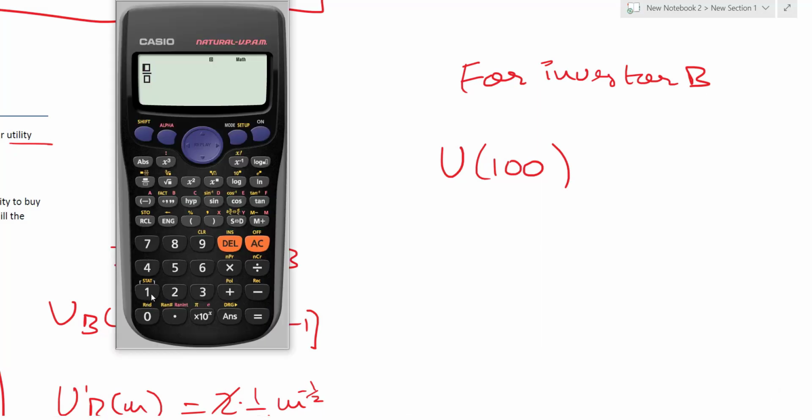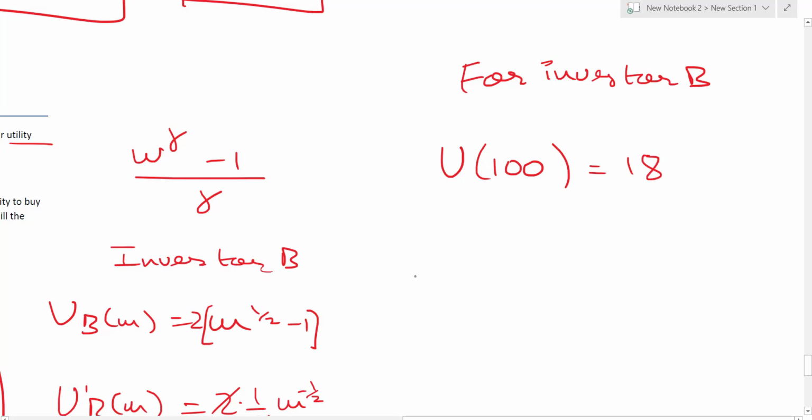It would be equal to 100 to the power of half minus 1 divided by half, or you could have multiplied with 0.2, so divided by 0.5. Utility is 18. Okay, what is the expected utility? So utility when he doesn't take, when the investment is not taken.